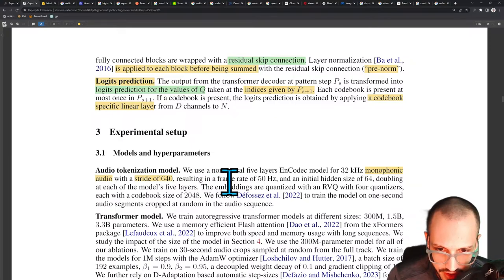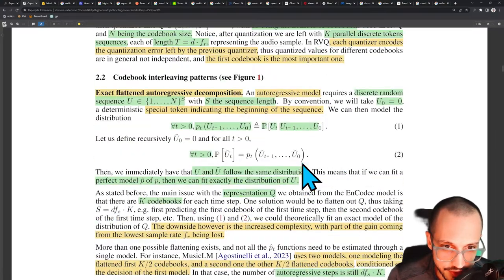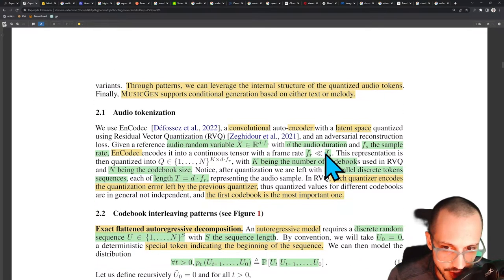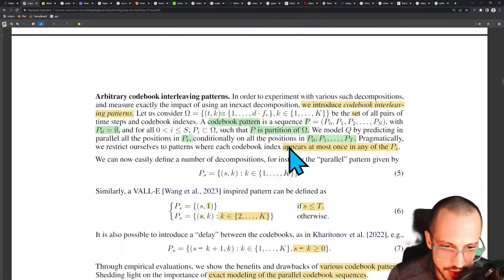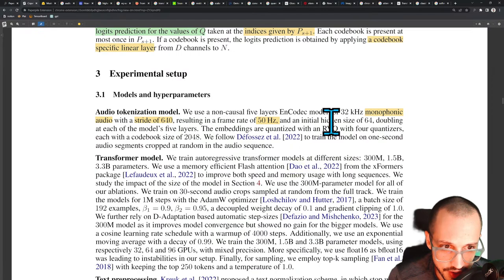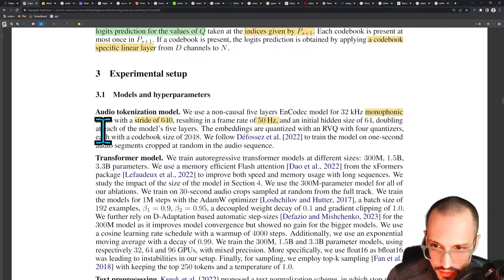The final frame rate. So remember how they talked about the frame rate of the EnCodec being less than the frame rate of the audio sample? You see this FR less than FS. So now we finally get the numbers for those. FR is 50 hertz, which is 50 samples per second. And then FS is 32 kilohertz, so 32,000. So huge reduction there, right? Go from 32,000 numbers to 50 numbers. And an initial hidden size of 64, doubling at each of the model's five layers.